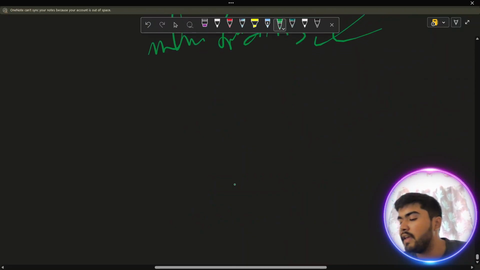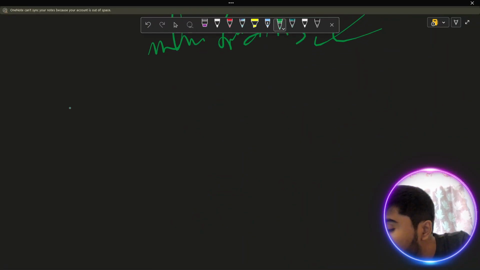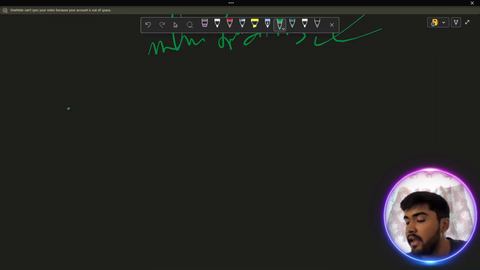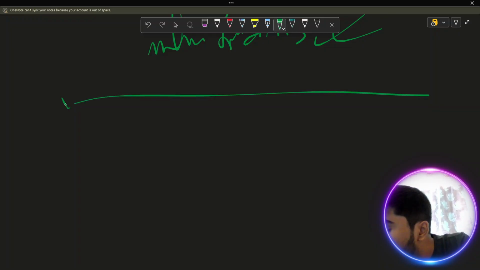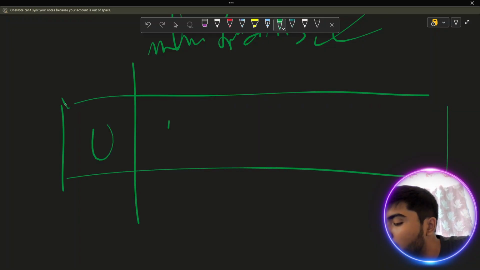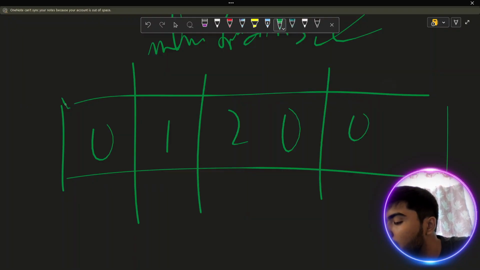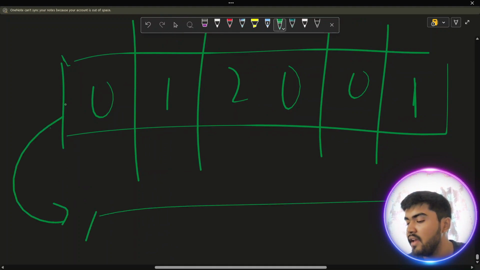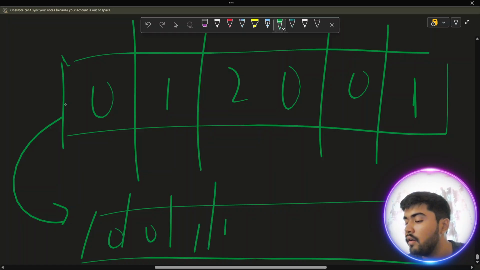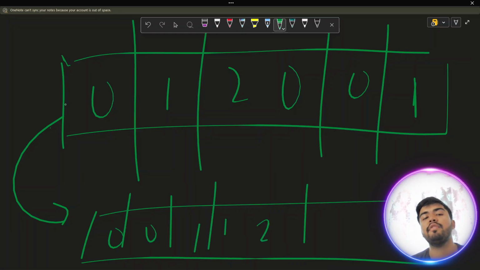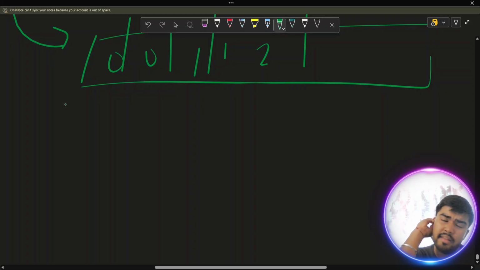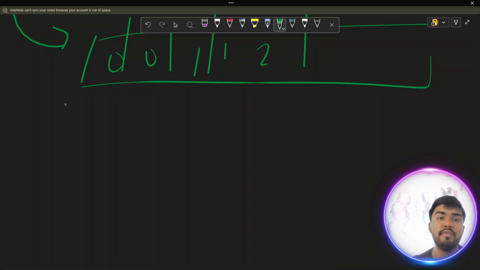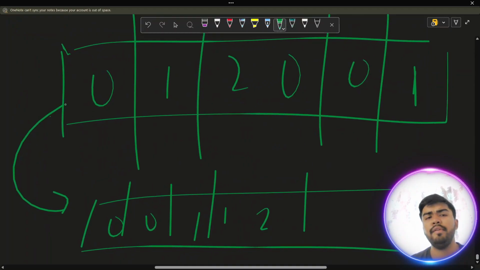So what they have given us is an array containing something like 0, 1, 2, 0, 0, 1, and we have to sort the array so that the zeros come first, 0, 0, then 1, 1, then 2, something like this, right? So we have to sort the array. They have strictly asked us not to use any library function, so we will not.